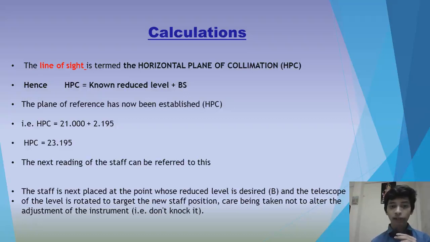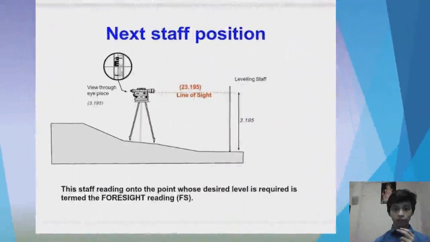The staff is next placed at the point whose reduced level is desired, and the telescope of the level is rotated to target the new staff position, care being taken not to alter the adjustment of the instrument. Don't knock it. Go to the next slide. Next staff position. This staff reading onto the point whose desired level is required is termed the foresight reading. Go to the next slide.